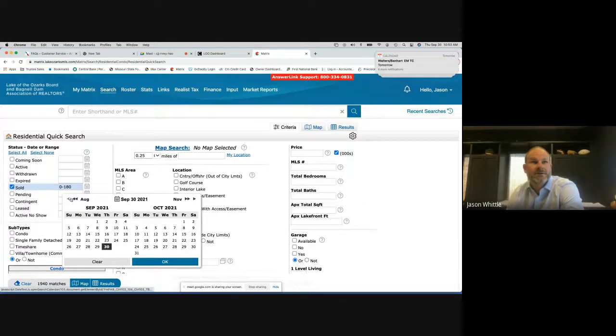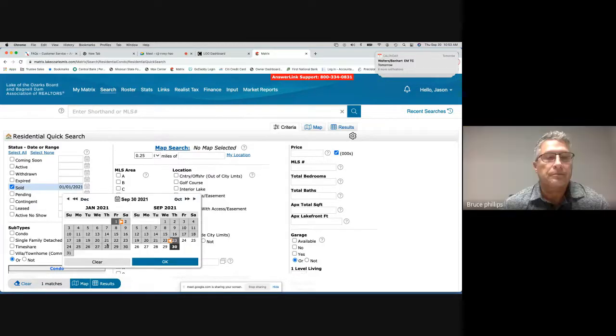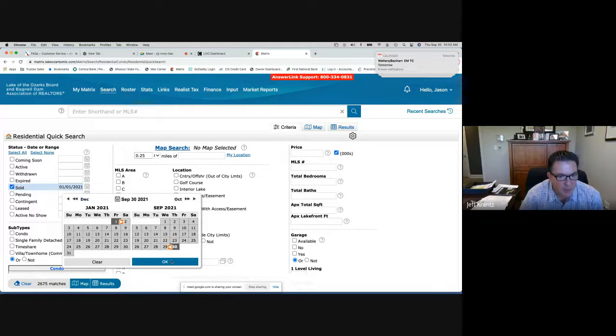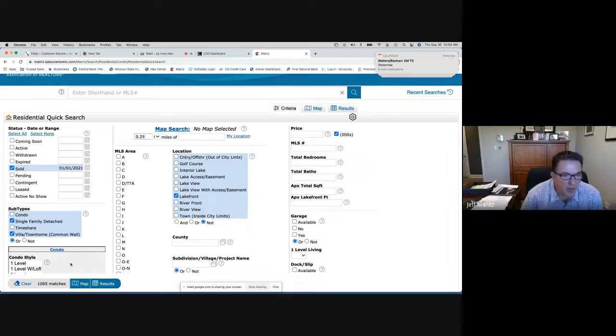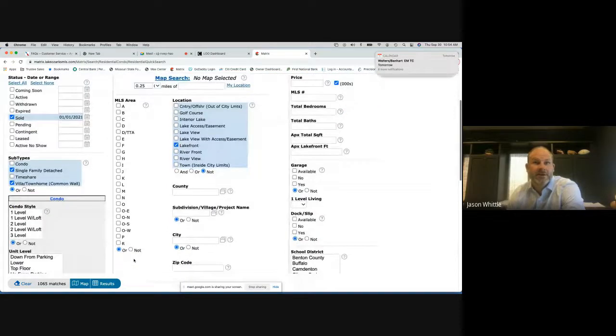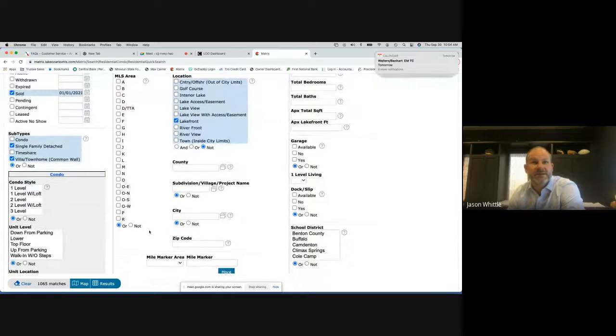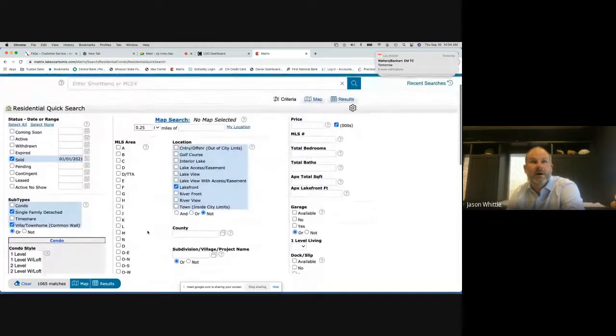So say you're just doing your date. This is pretty much any report you do. Any report I want to do single family and condos and villas. I want non-lakefront. So these are all off-water condos and single family. And then you could do a certain area. You could do a certain subdivision. You could do a city. You could do your area.